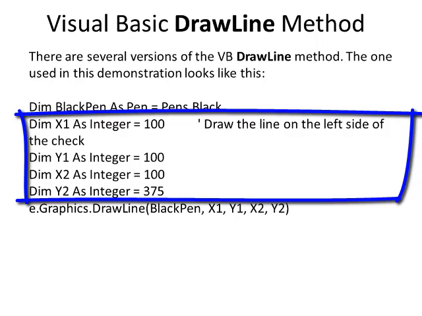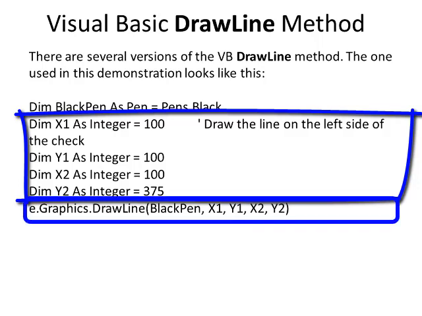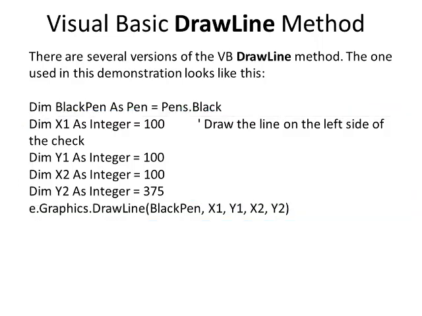And then Dim x2, y2 as 100, 375. This is going to draw the line down the left-hand side. To draw that line, I can say e.Graphics.DrawLine(blackPen, x1, y1, x2, y2). That will draw the line down the left-hand side.